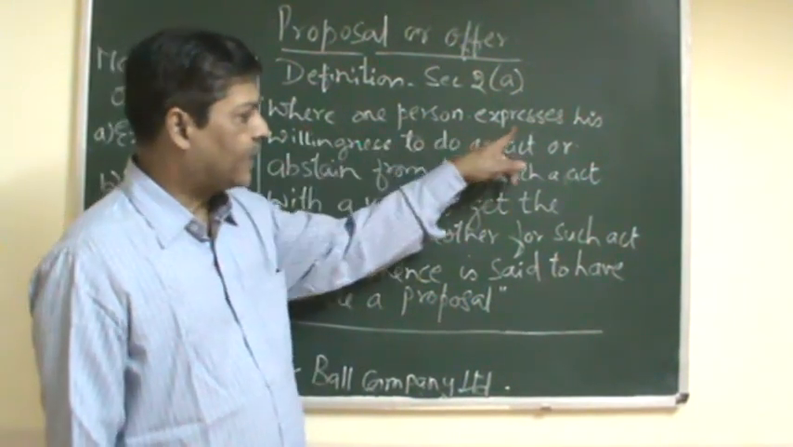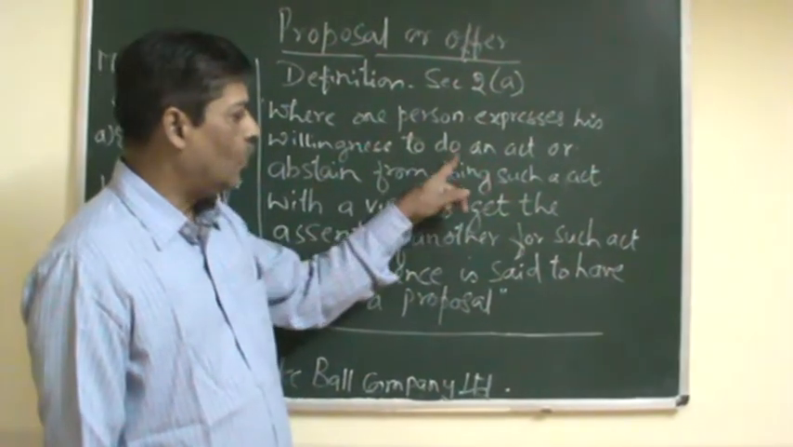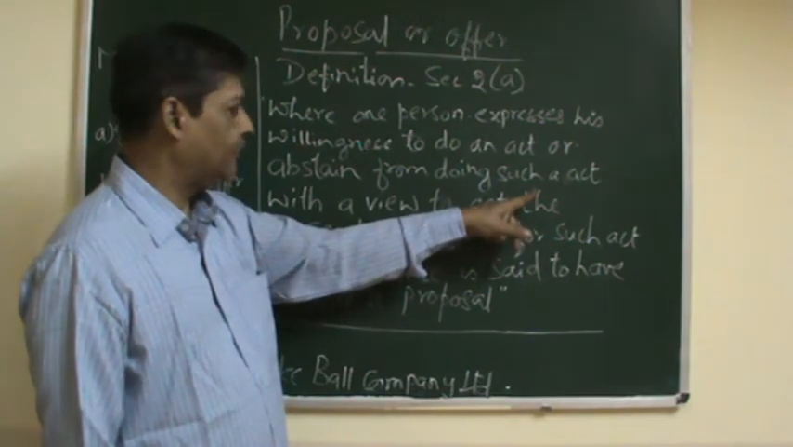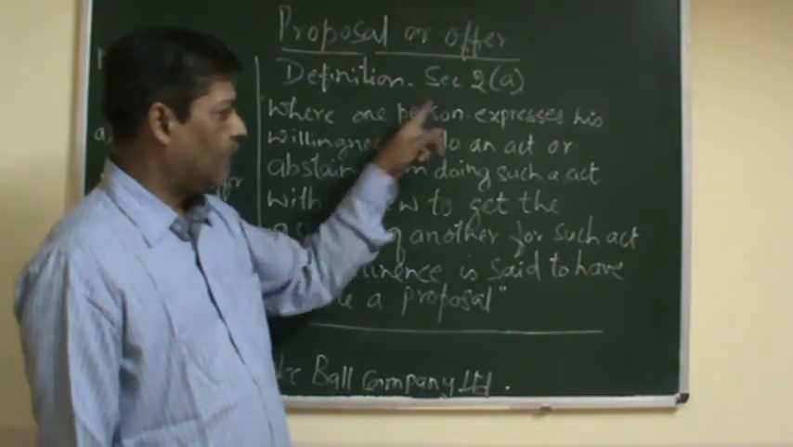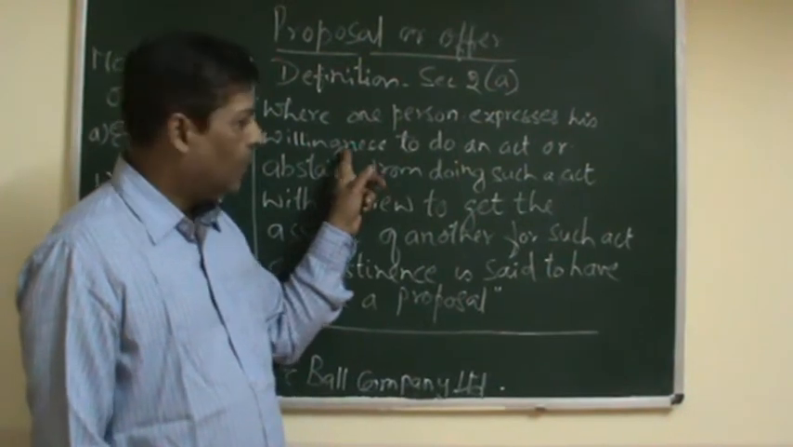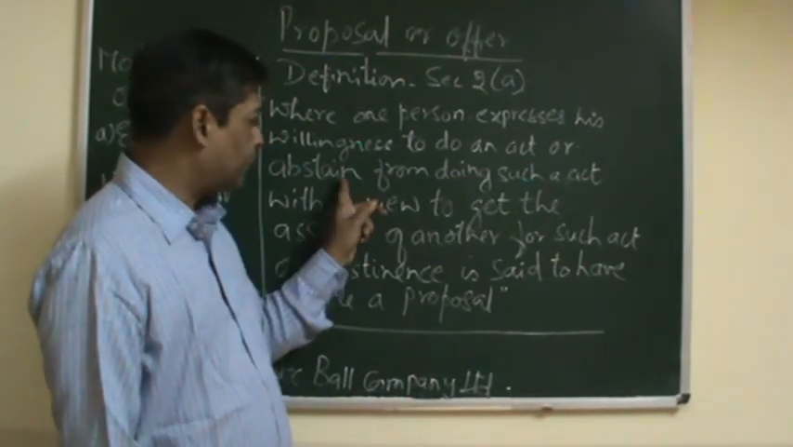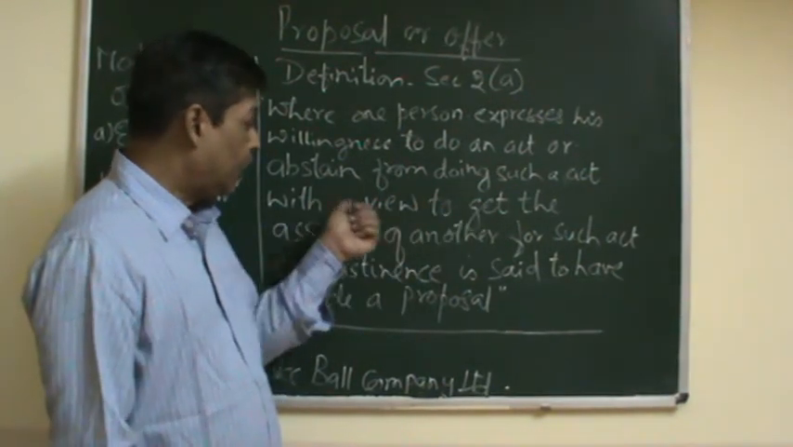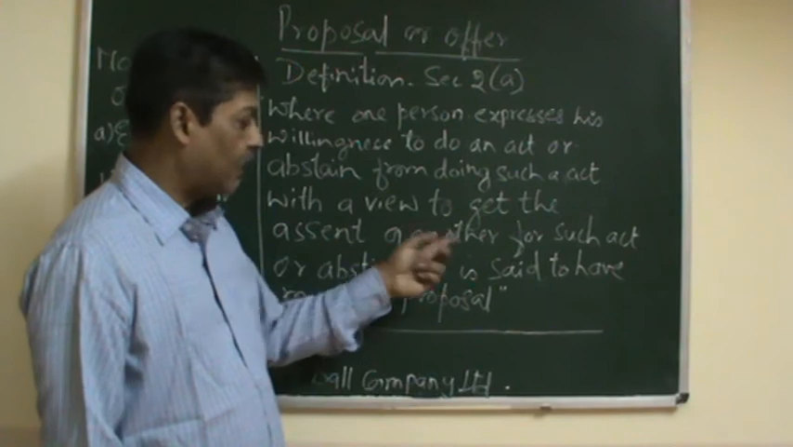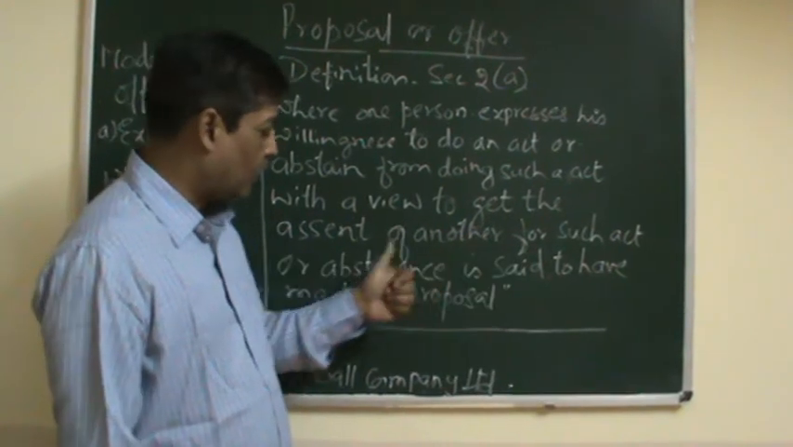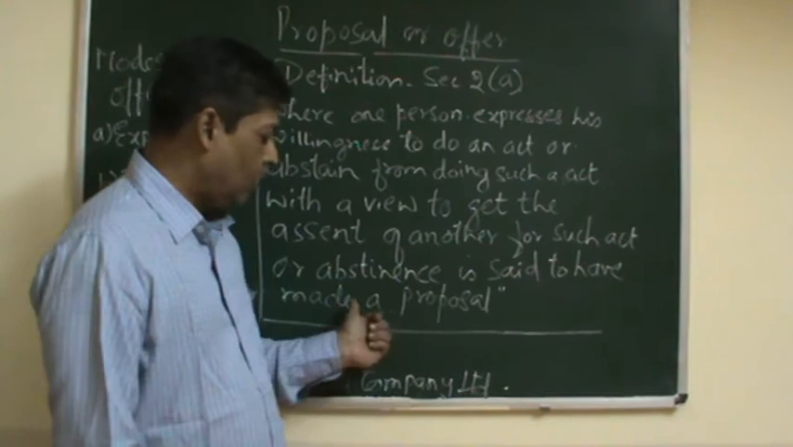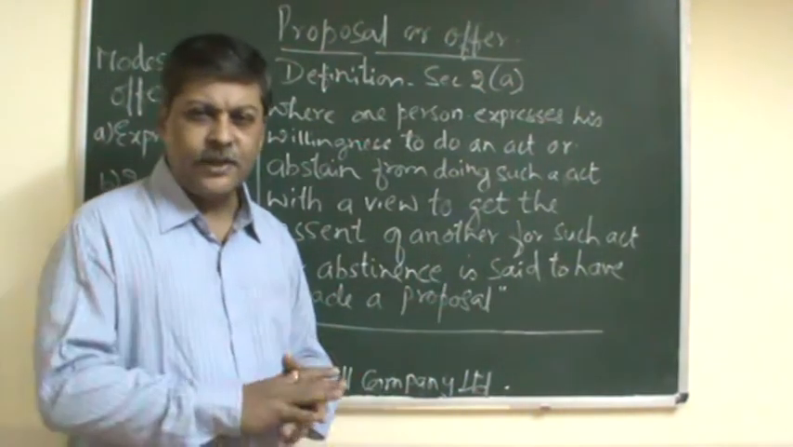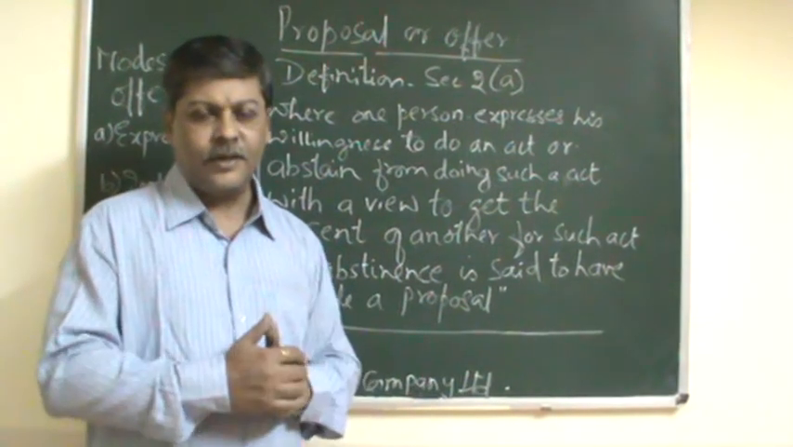Where one person expresses his willingness to do an act or abstain from doing such an act, with a view to get the assent of another to such act or abstinence, he is said to have made a proposal. If you read this, it is very easy. You can divide this definition.